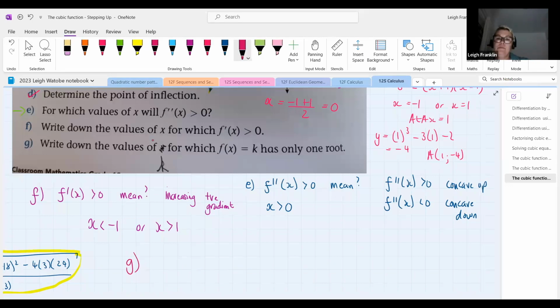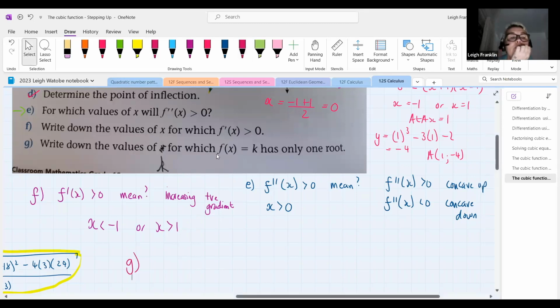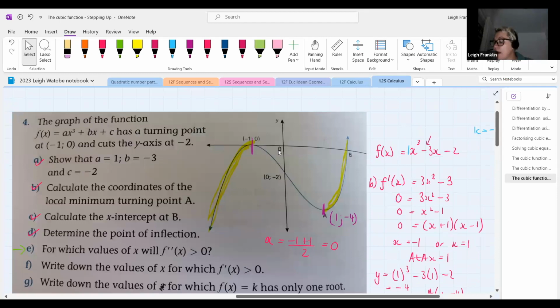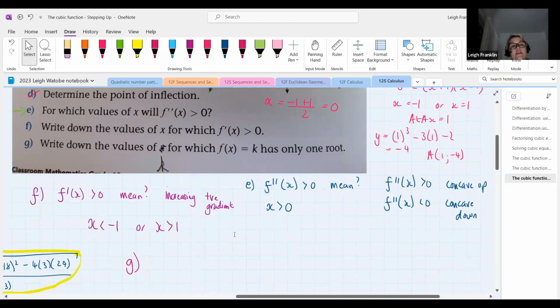Ma'am, could you please repeat that again? Sure. When they ask you for which values of x is f prime x greater than zero, that means the gradient, remember the gradient is the first derivative, is positive. So we need to think about where we are walking uphill, always as x gets bigger. You are walking uphill at the parts that I've highlighted in yellow. So from negative infinity up to minus one, you're walking uphill. That's where x is smaller than minus one comes in. You're walking uphill again from one to positive infinity, that's where x is greater than one comes in. All right, ma'am. Thank you.